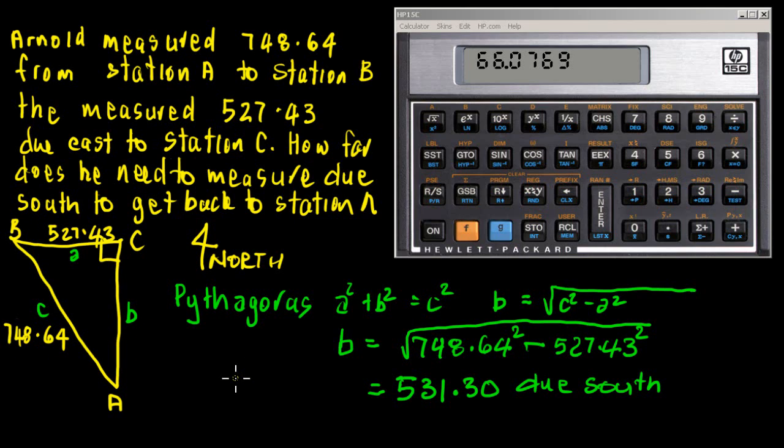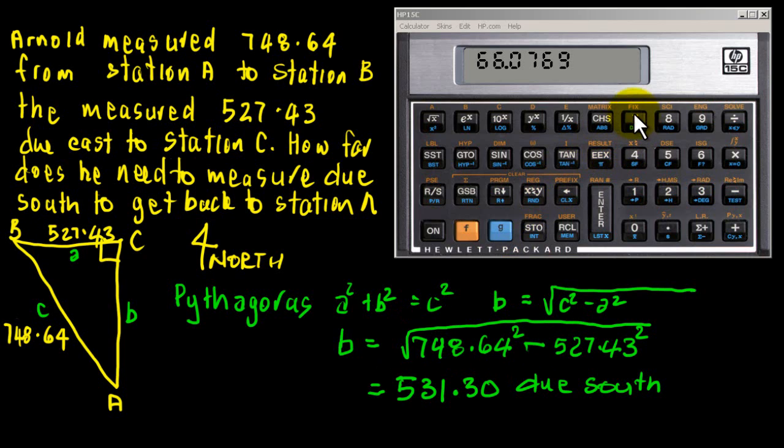Now let's drag out our Pythagoras, and here's a squared plus b squared equals c squared, and I've left out a few steps now that you're used to this, and I've got b is equal to the square root of c squared minus a squared. So we've jumped a few steps there. You could put the other ones in if you want to go back in the video, but you should be pretty conversant with it now. So here we go. B equals the square root of 748.64 squared minus 527.43 squared.